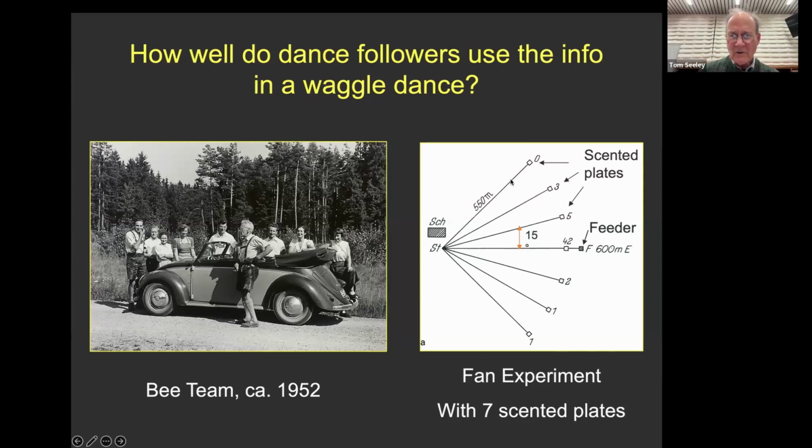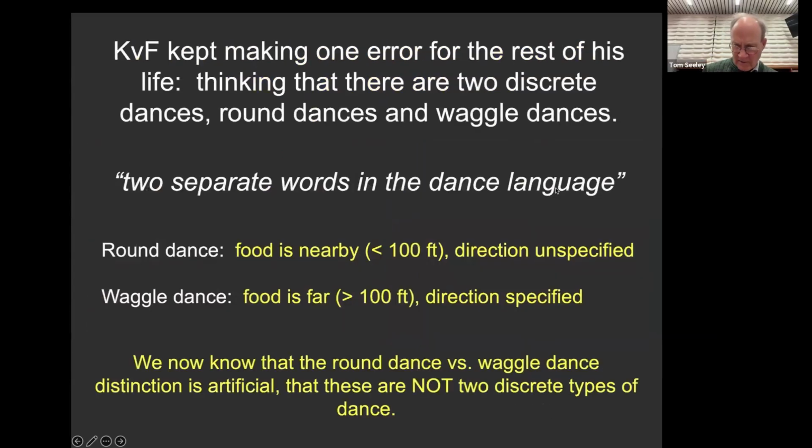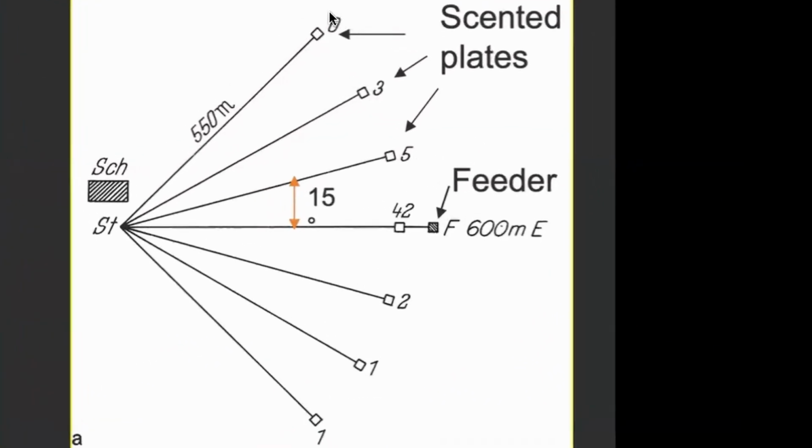And the question was, how well do the bees use the information? How well do they use the direction information in particular for this experiment? The results are shown here. These little numbers, which might be a little hard to read, indicate how many recruits came to each of these stations over, I think, an hour-long period. 42 showed up at the scented plate in the direction of the feeder. Only 5 showed up at an angle to the feeder. 5, 2, 1, 1, or 5, 3, 0. So it was very clear. The bees that had followed the dances knew the direction with pretty good precision.